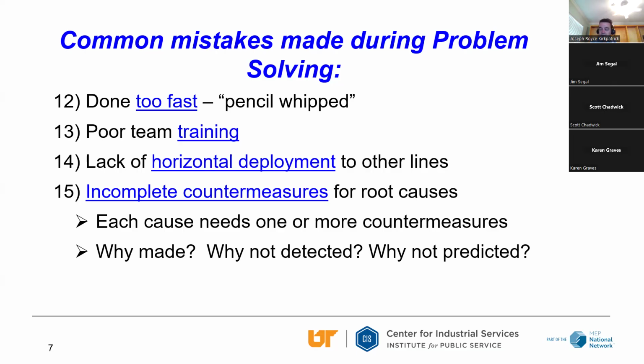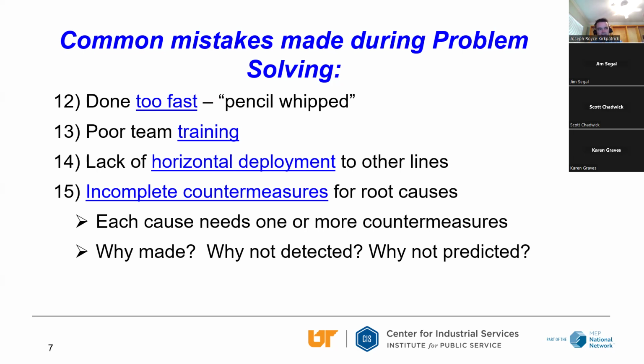Incomplete countermeasures for each root cause. Each of the causes you identify should have countermeasures put in place. If you're not putting a countermeasure in place, how is that root cause going to be eliminated? And that's what we want to do, is eliminate them.